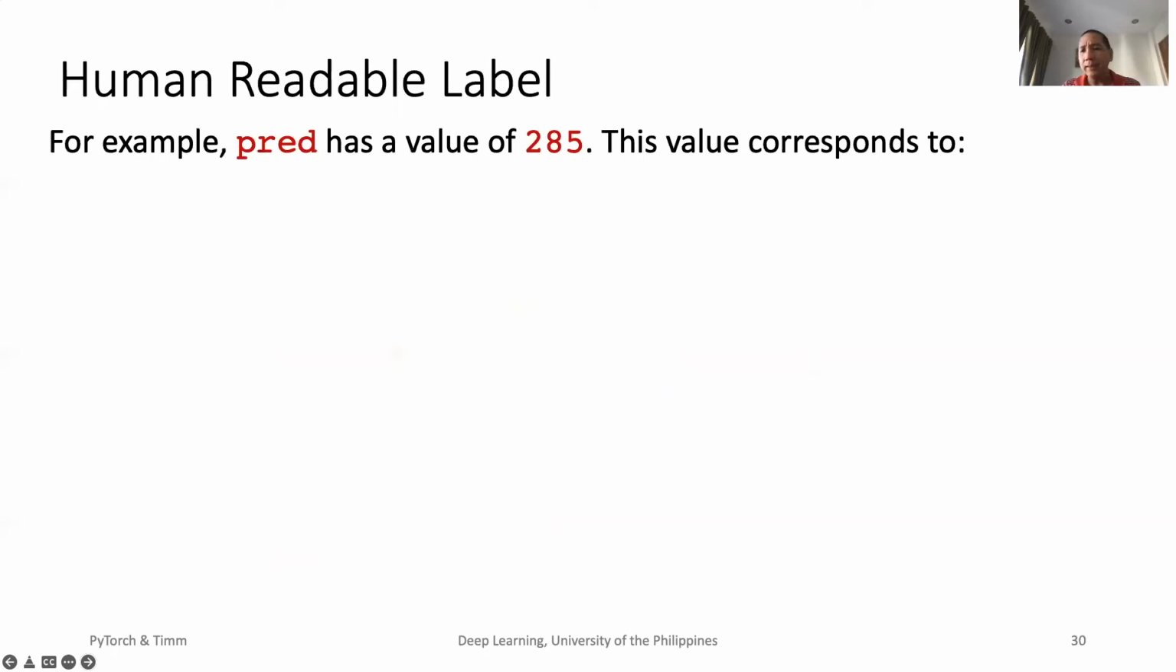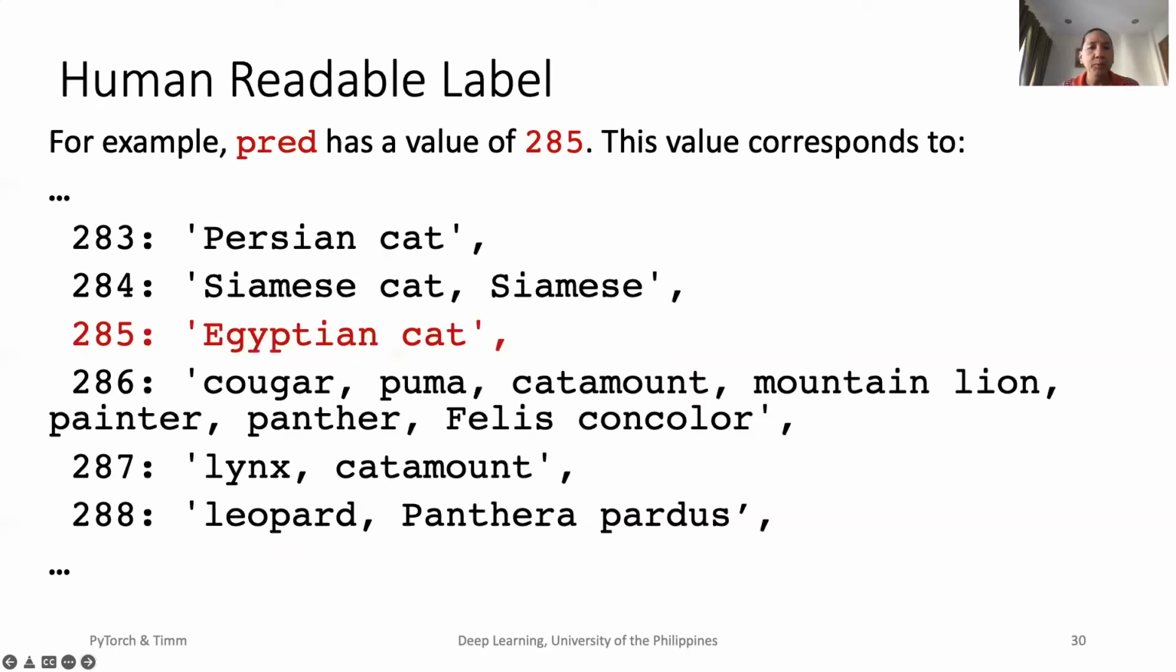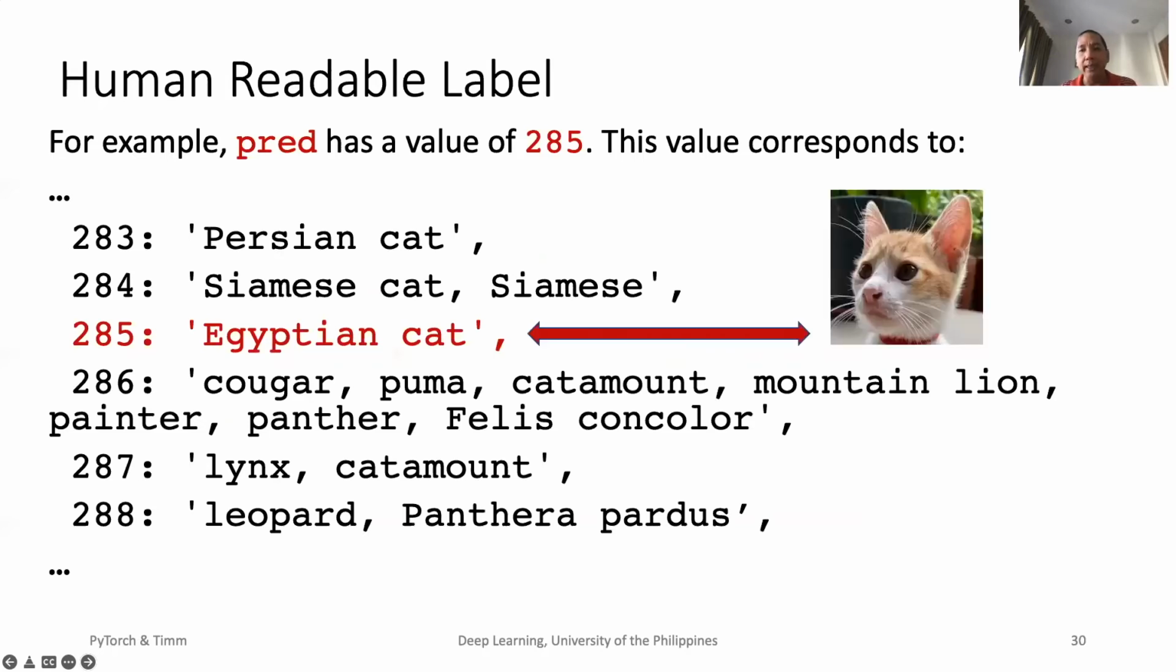So what is the label corresponding to 285? That would be Egyptian cat. According to ResNet 18, our cat image is an image of an Egyptian cat.